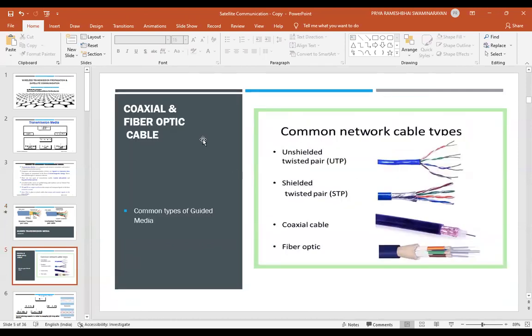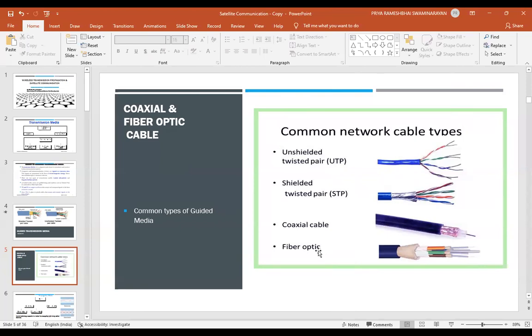Now the second one is coaxial cable. In coaxial cable, the total number of layers is more compared to UTP and STP cable. Because of that, the performance and data rate provided by the coaxial cable is better than STP and UTP cable. Normally STP and UTP are used in local area networks, and coaxial cable is widely used in cable television networks.